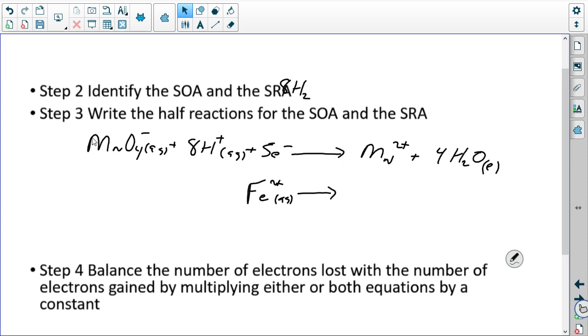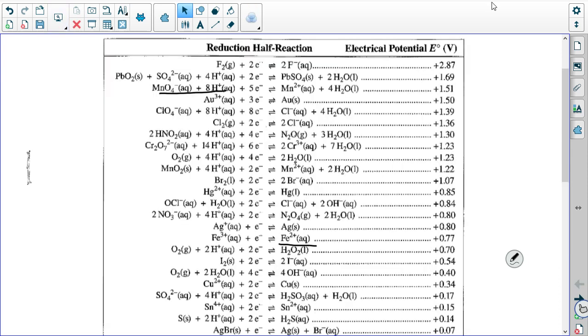I'm going to start on the right hand side, and I'm going to write it backwards. Fe2+ yields Fe3+ and 1 electron. So what I've done is I've taken this guy and I've written it in this direction.